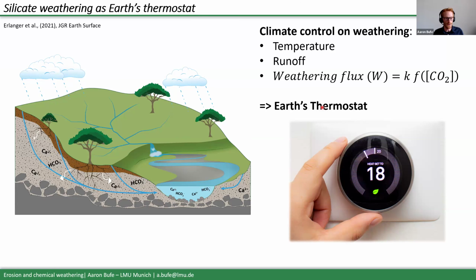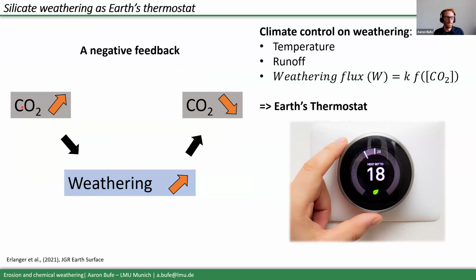So just to drive this point home, if CO2 increases in the atmosphere by some mechanism, that warms the planet, the water cycle becomes more vigorous, and that would then increase weathering fluxes according to this reaction, and silicate weathering draws down CO2, so the CO2 would stabilize again. So essentially, with silicate weathering, we have a mechanism that could explain the stabilization of climate over millions of years. Okay, so this is a bit of background.